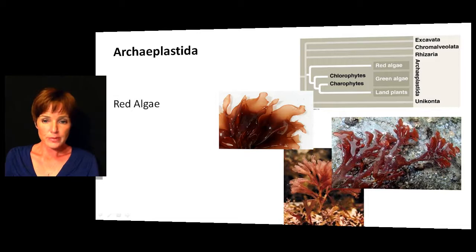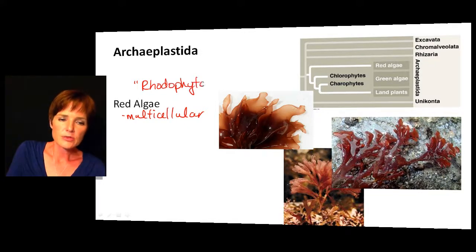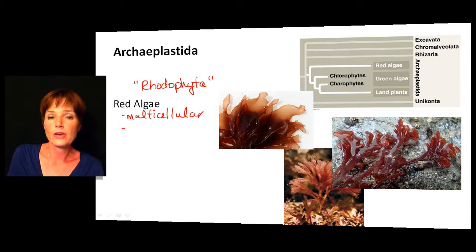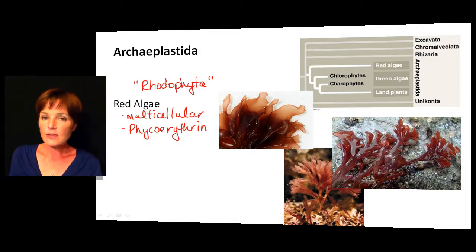The red algae are some multicellular algae. These are quite large, just like the brown algae, but these aren't going to be quite as large as the brown algae. So these are multicellular. Also want to point out here that these are commonly known as rhodophyta. So that comes from the fact that they are red, or they have this red pigment. The red pigment that they have is called phycoerythrin. And that can give them the red color.